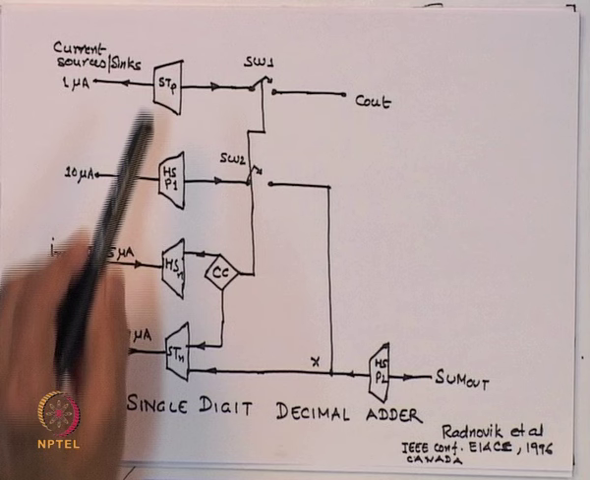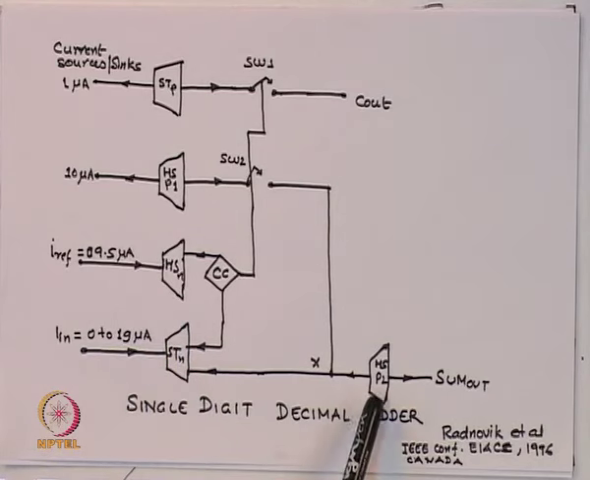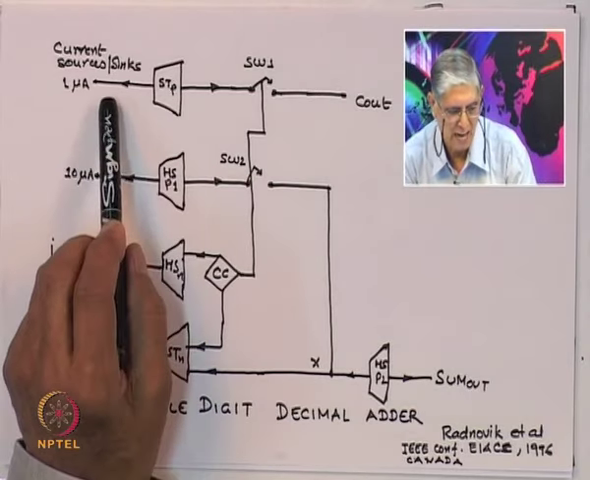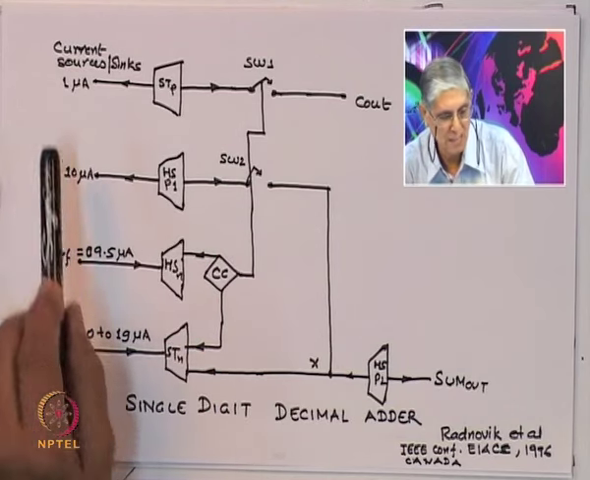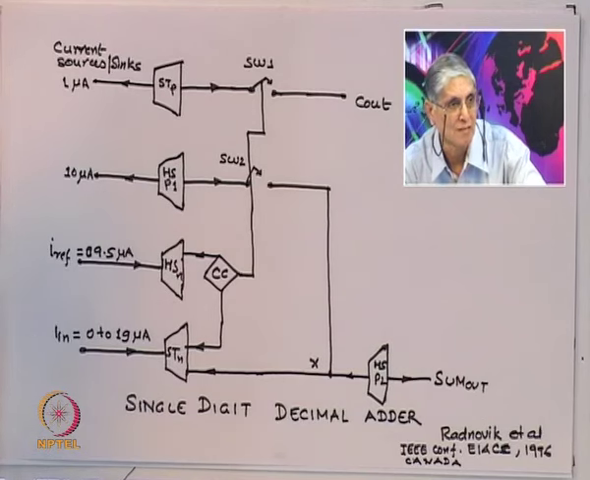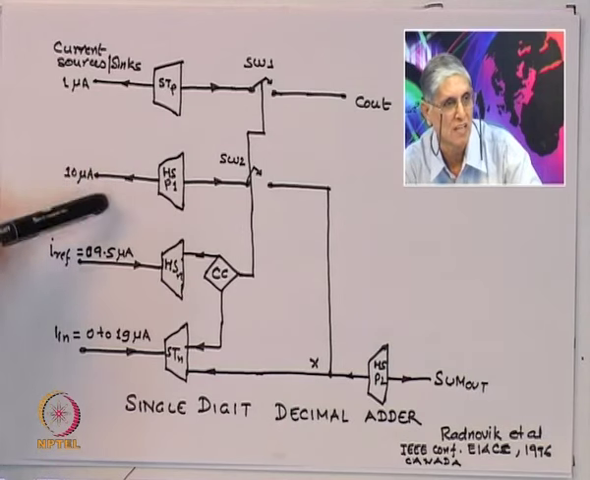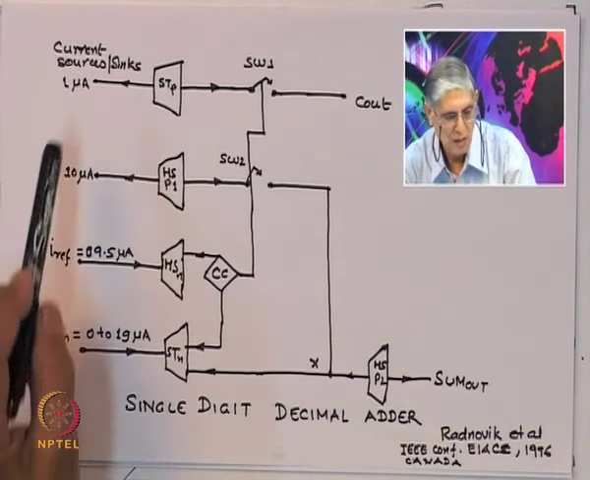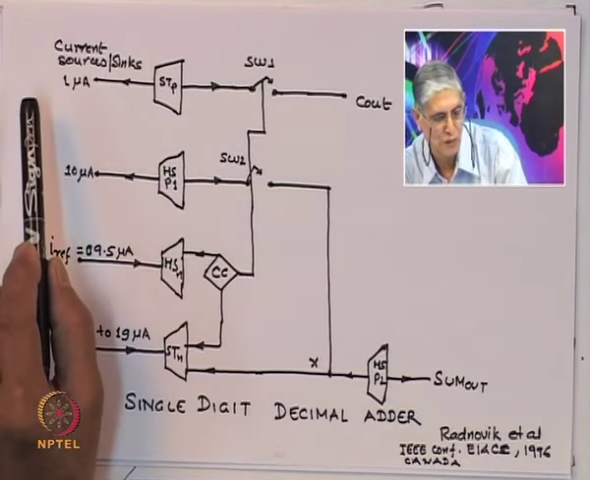Here are 4 currents. I already told you that there are mirrors: this is STP, this is HSP, this is HSN, this is STN, this is HSP2. Now, take the circuit from here. The first one has a sink current of 1 microamp, the second one has 10 microamp. These switch over for IN greater than 10 or less than 10, so we have two currents created for that, 1 and 10. Please remember 1 stands for carry 1, and 0 stands for carry 0.